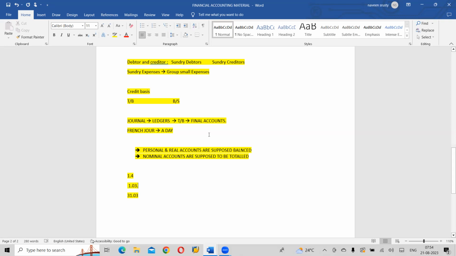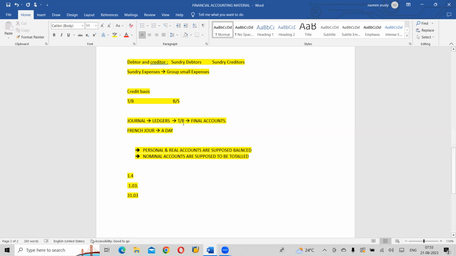And on the final day, on 31st of March, we want to go with the journals and ledgers, and directly we will take that particular trial balance sheet. We are checking, it's not original accounting. We are just checking the balances and totals of ledgers. That's the reason we call it a trial balance.